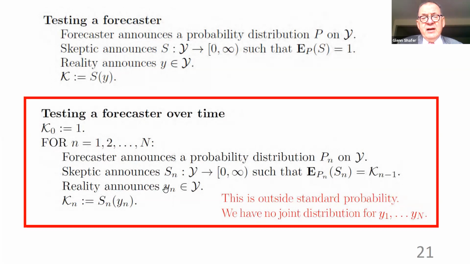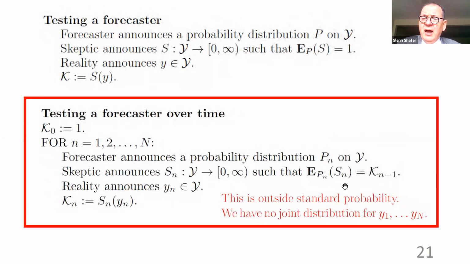And reality announces the outcome. And then skeptic's new capital is his bet's payoff. Now notice he's used all of his current capital. His current capital is K_{n-1}. On the first step, that's just 1. But on the next step, it's something different, according to this rule down here.